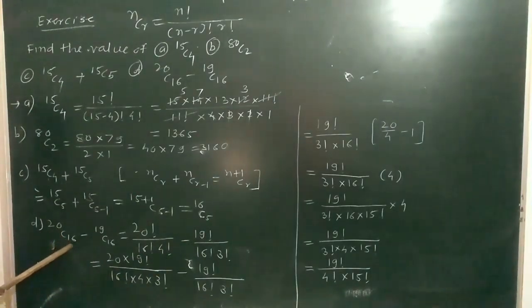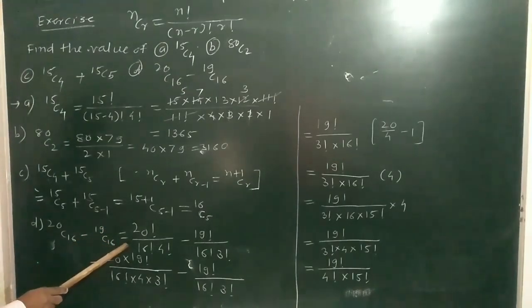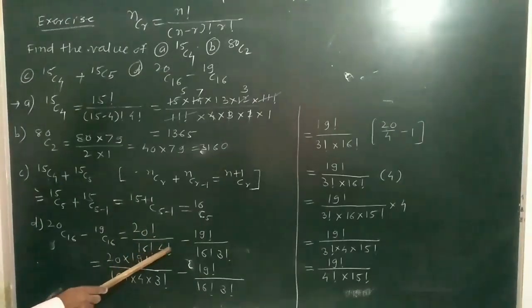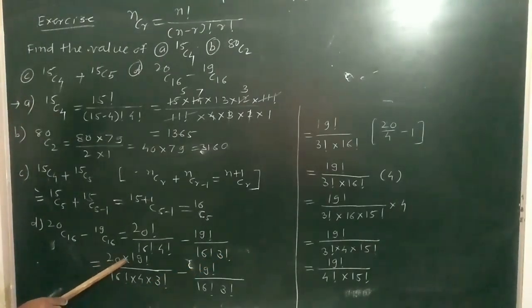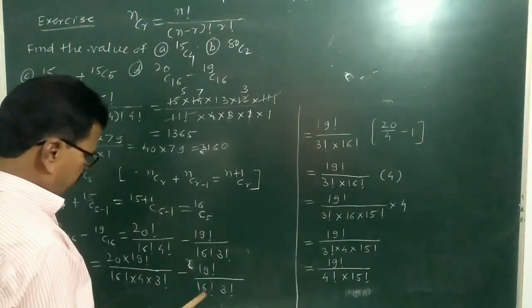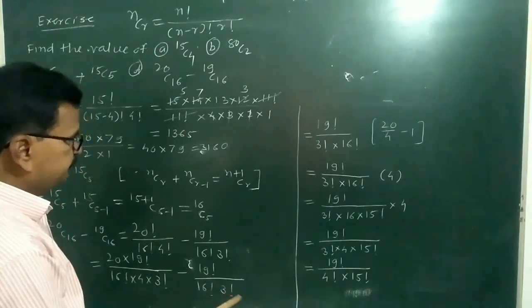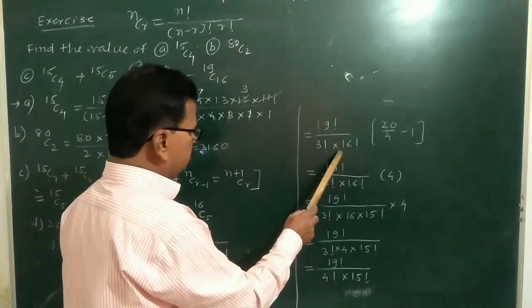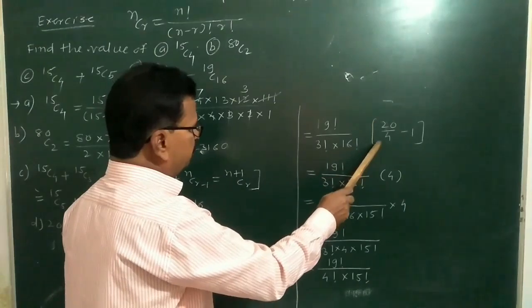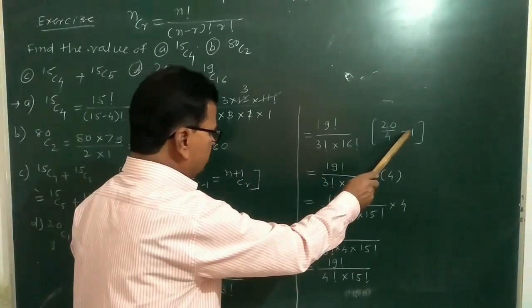20C16 minus 19C16 is equal to 20 factorial upon 16 factorial into 4 factorial minus 19 factorial upon 16 factorial into 3 factorial. This can be written as 20 into 19 factorial upon 16 factorial into 4 into 3 factorial minus 19 factorial upon 16 factorial into 3 factorial is equal to 19 factorial upon 3 factorial into 16 factorial. Remaining term in bracket is 20 upon 4 minus 1.